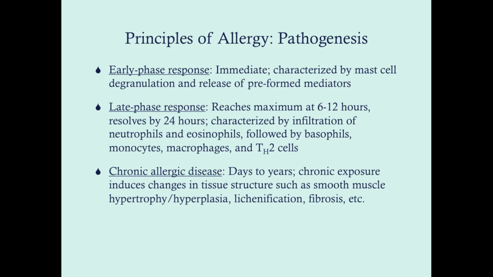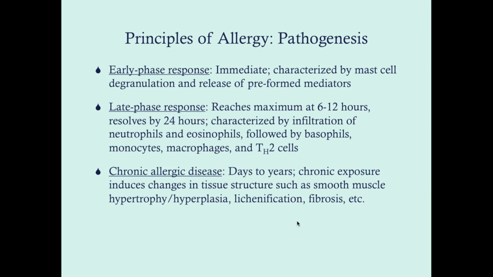Then things like TGF-beta can enhance subepithelial fibrosis, cause fibrosis of various tissues. Lichenification is something that we see with chronic, long-term atopic dermatitis. So with chronic exposure to these allergens, you can get changes in tissue structure. And this is really set apart from these more acute reactions of the early phase and late phase response, which is something that happens one time and it can happen again. But with the chronic allergic disease, this is more of a permanent or semi-permanent change.